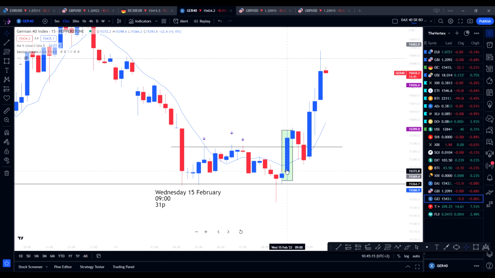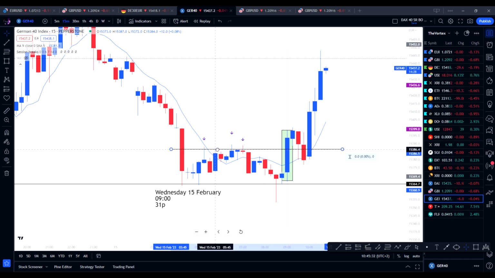Now we had a strong bullish candle upwards. The bottom of the candle was moving through the blue moving average, which I like to see. It closed above this rejection zone on top on the 15-minute time frame. We had one tap. We actually had a second tap there.